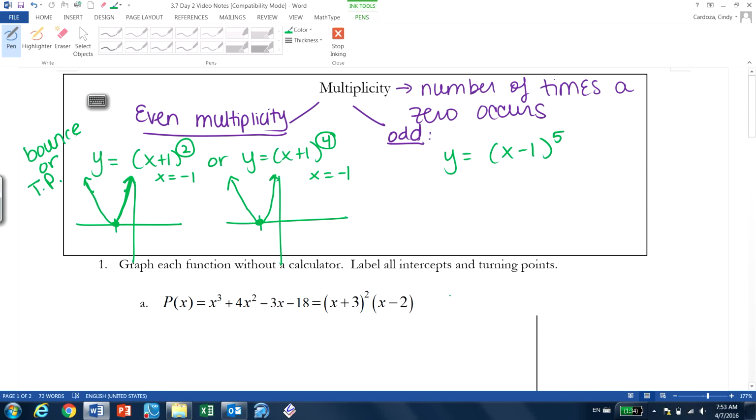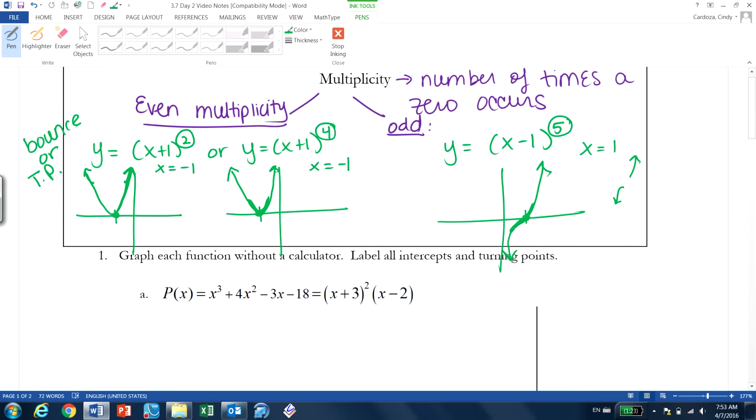So for example, here my exponent is 5. That's why it's odd. So x is equal to 1. I know that my end behavior looks like this, right? Because it's an odd degree. And so I'm going to start, and instead of bouncing and coming this way, I'm going straight through the x-axis. So an odd degree just goes straight through the x-axis. An even degree bounces and comes back up to where it started from, okay?